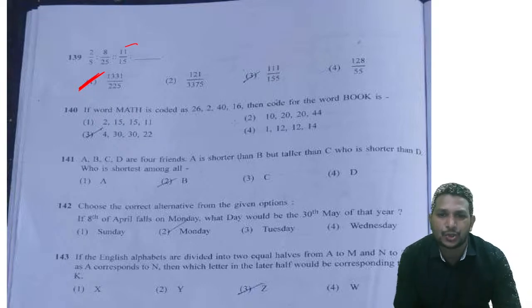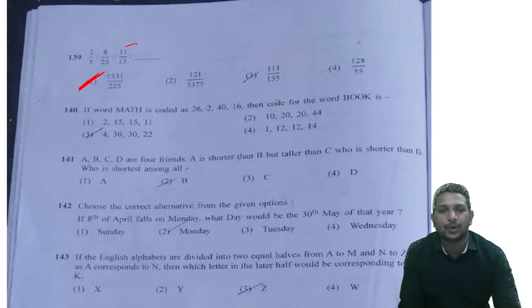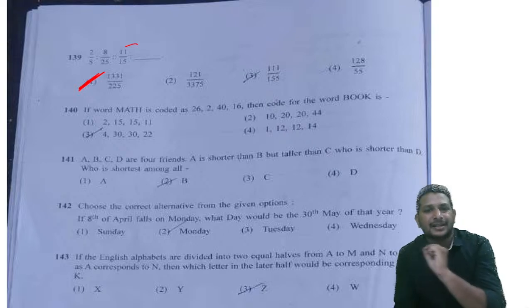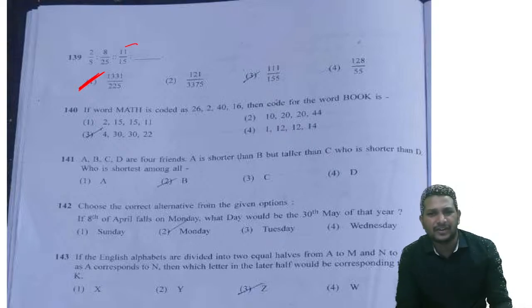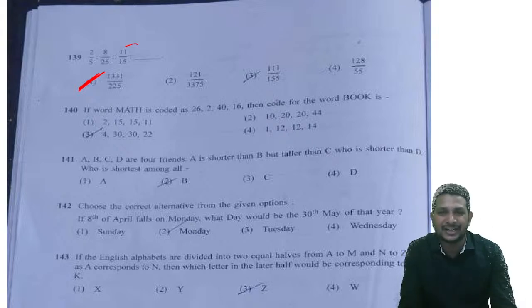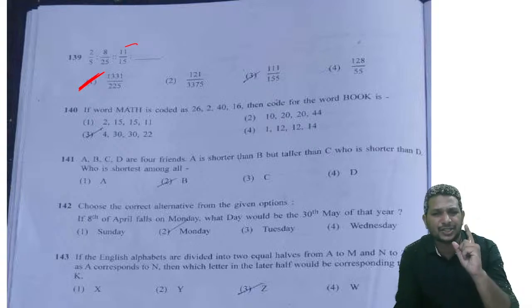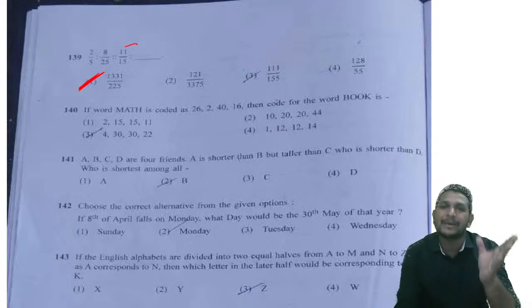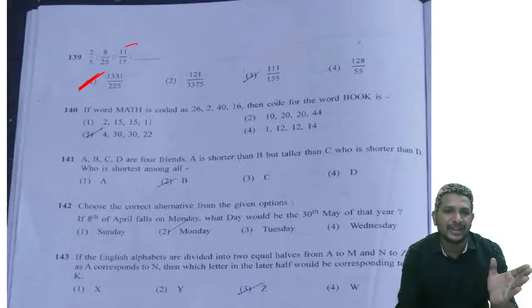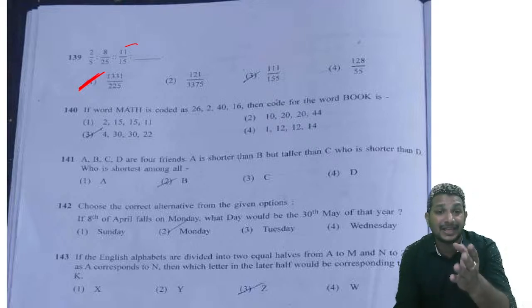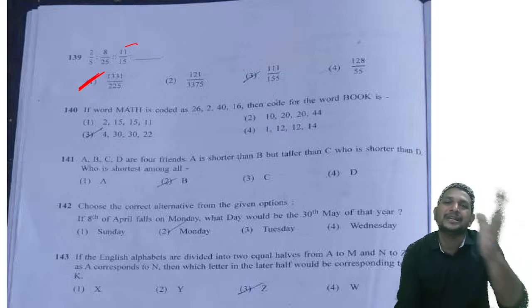Cube of the numerator and square of the denominator, like 11 cube and 15 square. Next, if the word MATH is coded as 26240, then what is the code for BOOK? So here, as they gave the alphabet and the number, if you look at the numbers carefully, M26A2, from that numbering only you can understand. As I told you, remember the alphabetical position also. A is at first place, but they gave it as 2, meaning the number became double, right? So the position of M is 13, but they gave the answer as 26. And the position of T is 20, but they gave the code as 40.